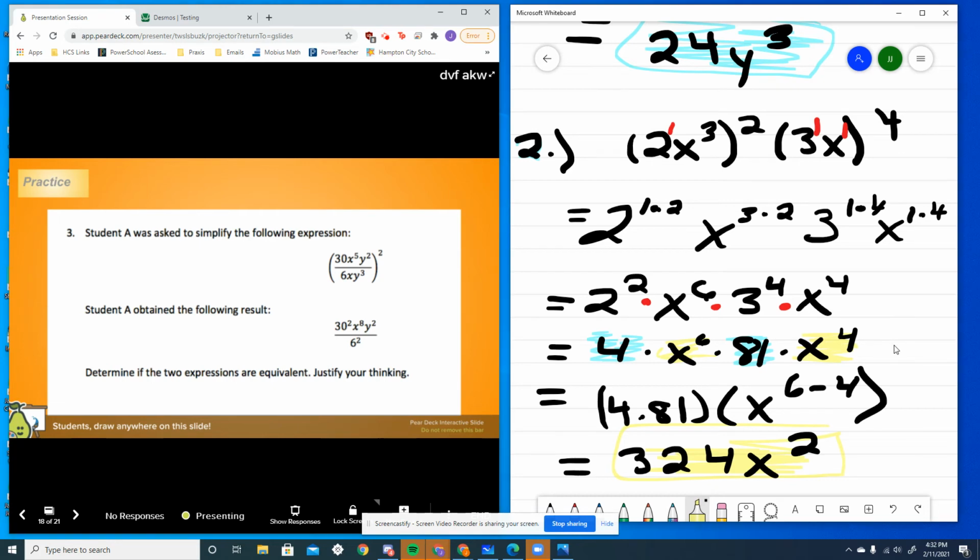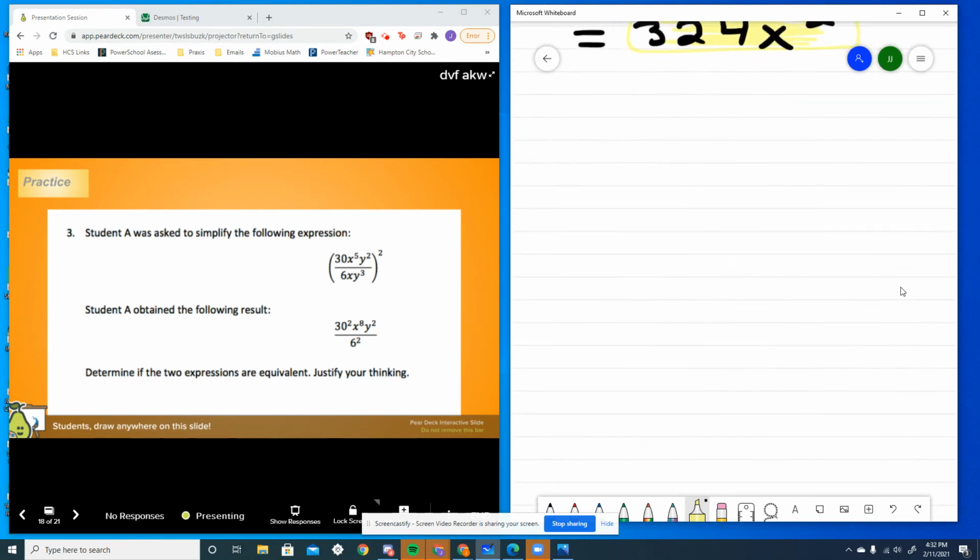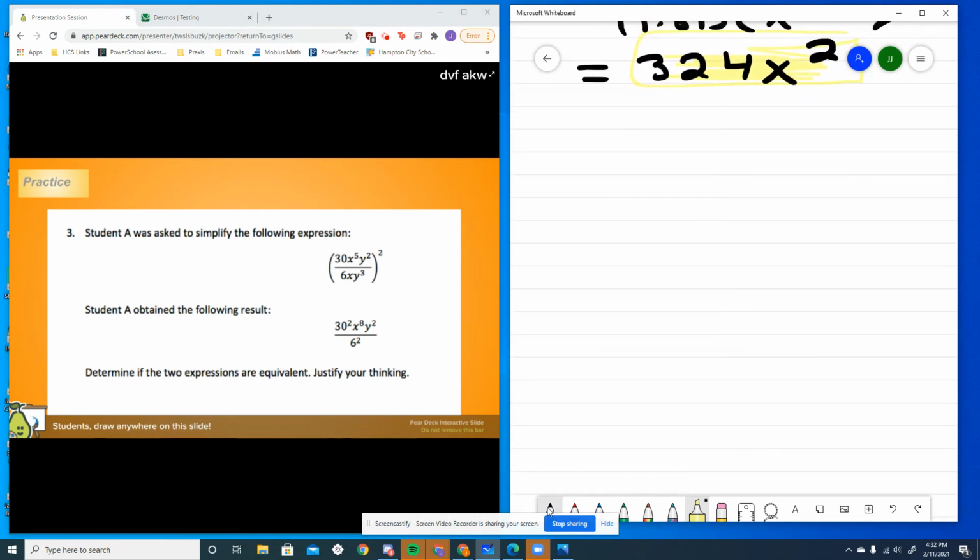I'll move on to the next one, number 3. Go ahead and try to answer this question on your own. Student A was asked to simplify the following expressions. Student A obtained the following result. Determine if the two expressions are equivalent. Just your thinking.